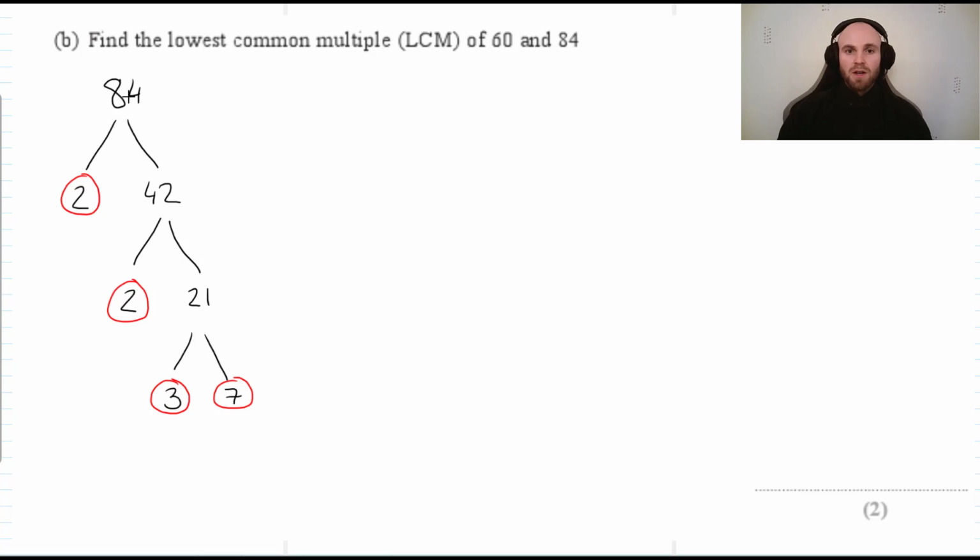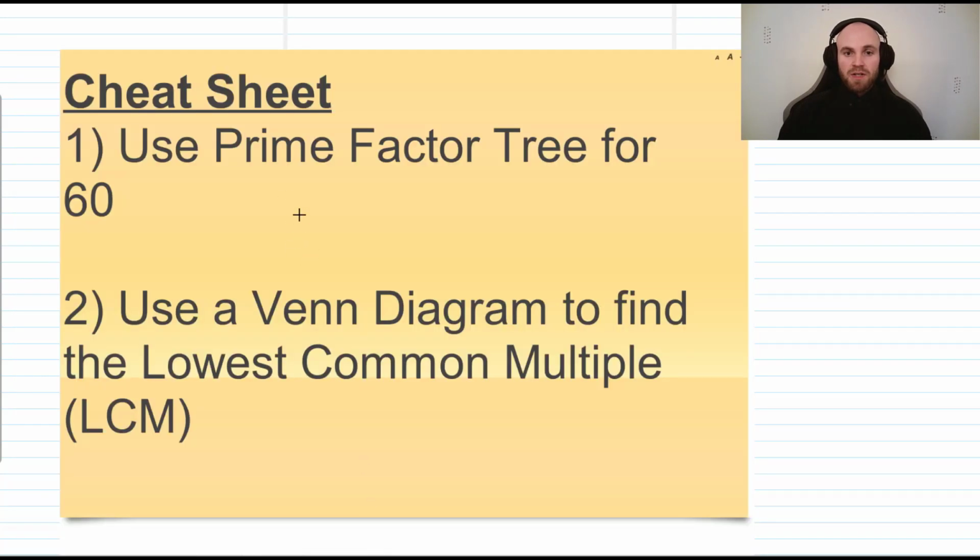So part B, find the lowest common multiple, the LCM, of 60 and 84. So if we go to the cheat sheet, we're going to do another prime factor tree for 60. And then for part 2, we're going to use a Venn diagram to find the lowest common multiple.